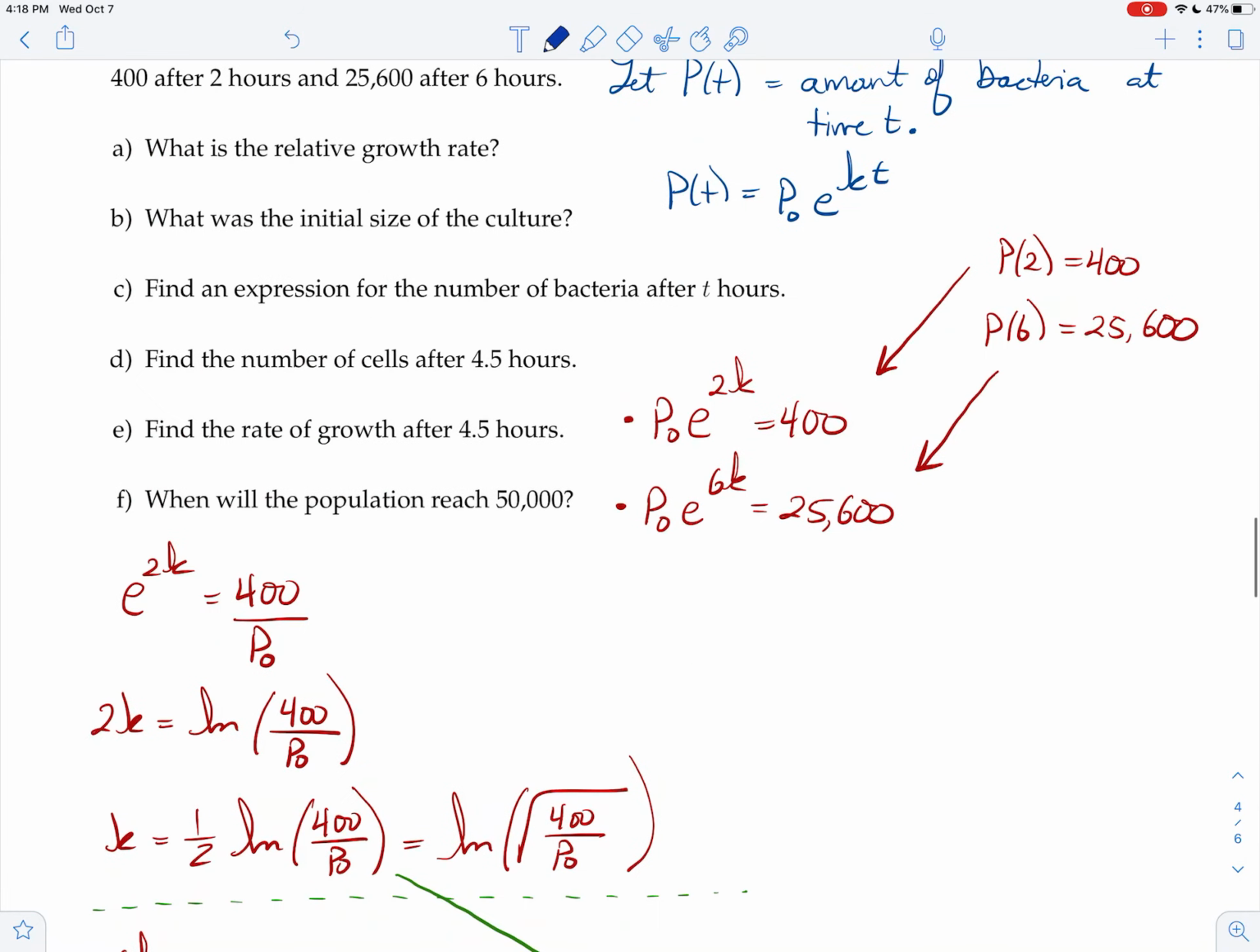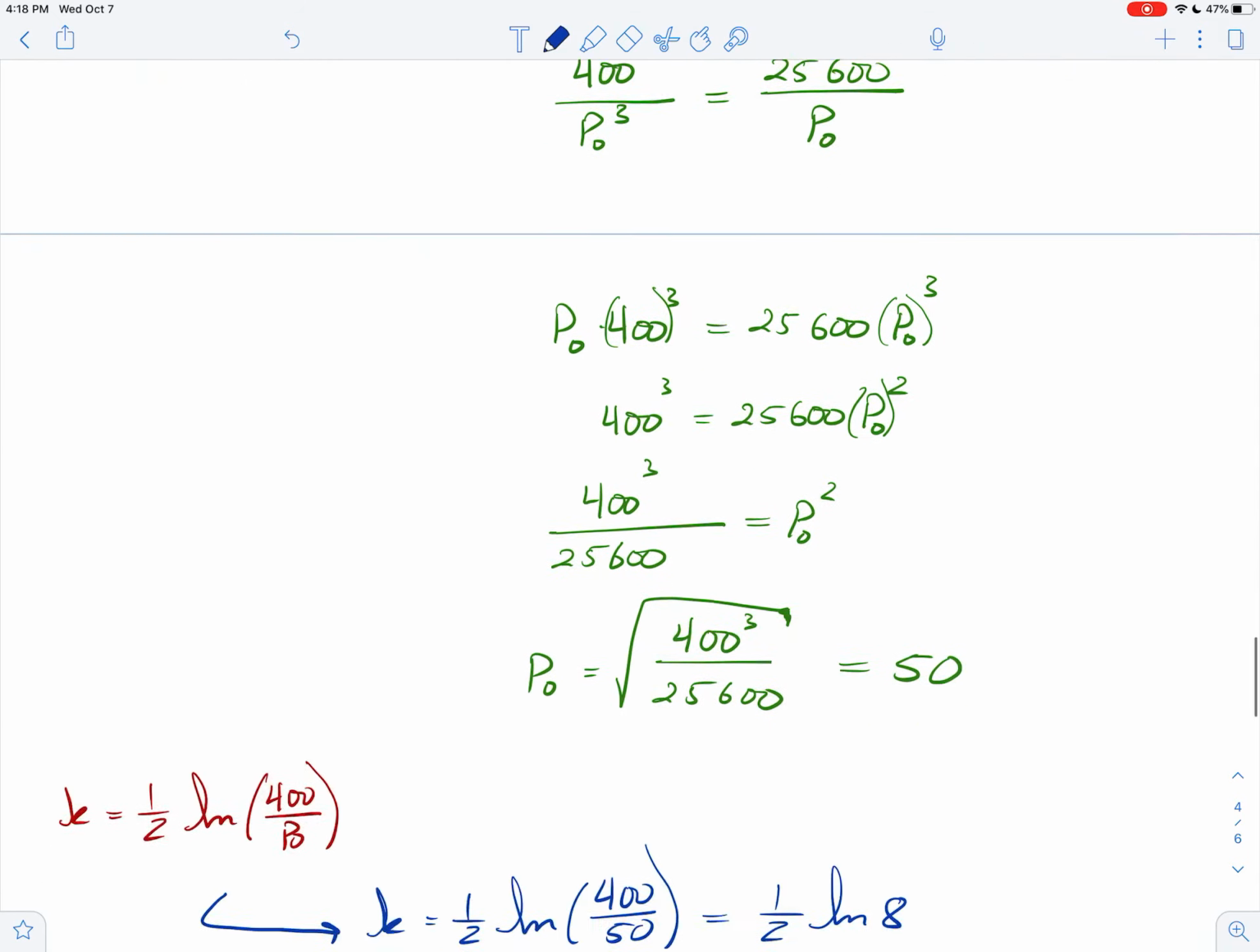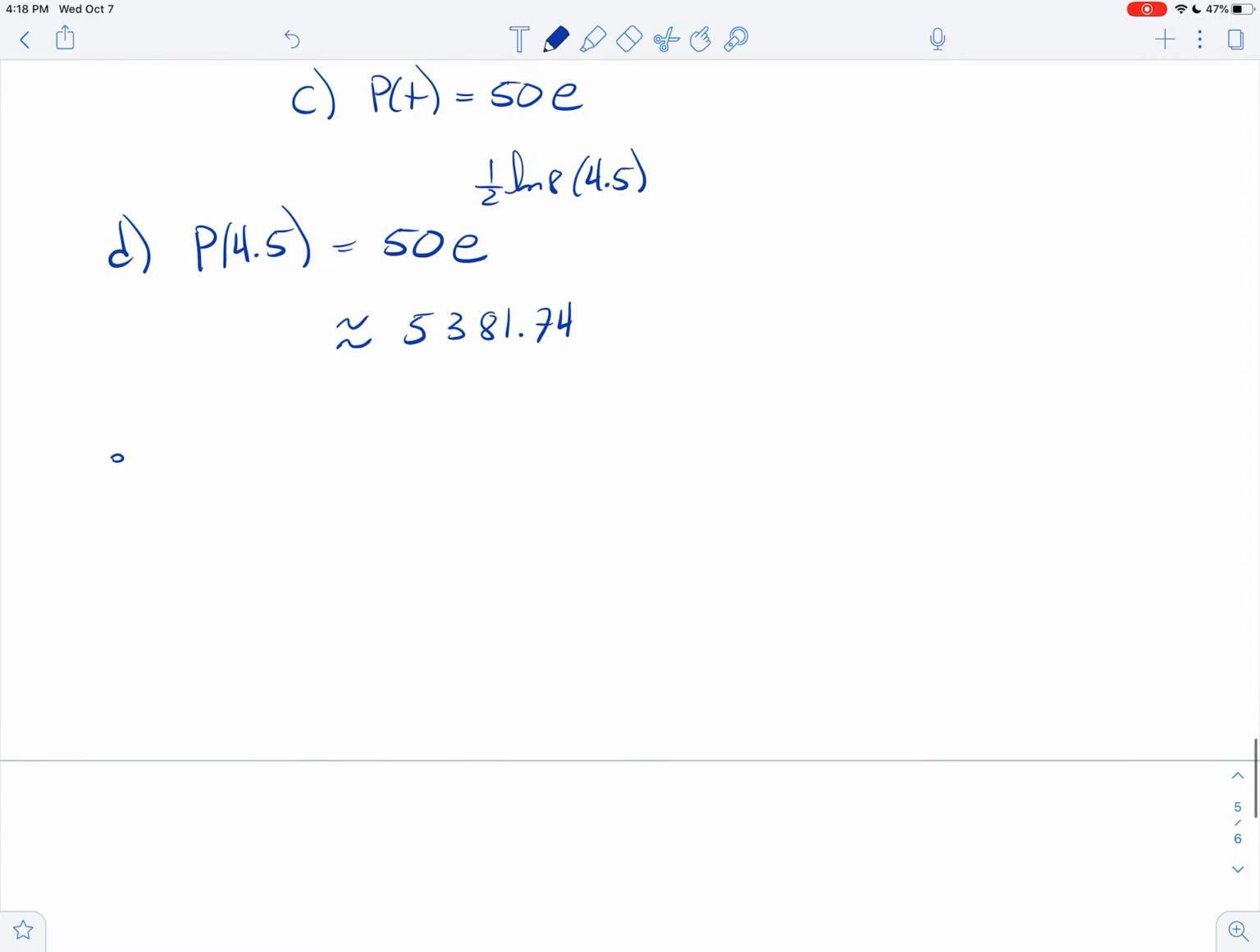Part E says find the rate of growth after 4.5 hours. This is not talking about the relative growth rate K. It's just talking about the general derivative. It's saying find the derivative after 4.5 hours. So let's scroll down and we'll do part E. Part E is asking for P prime of 4.5.